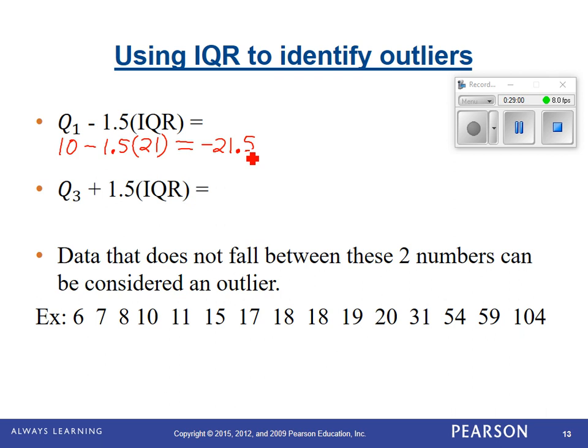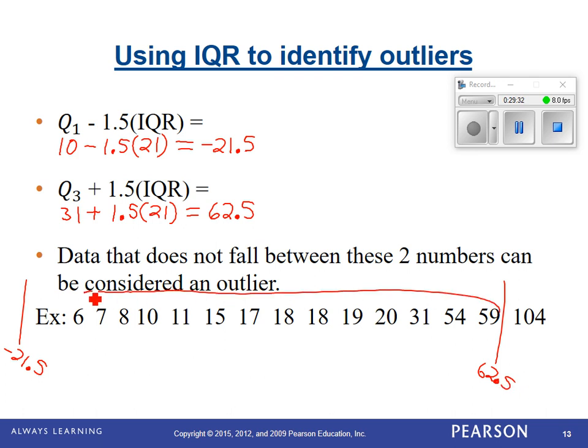Do the same thing down here. What's quartile 3? 31 plus 1.5 times 21 again. 62.5. Now what we're looking at here, when we find these two numbers, we're going to go back to our data. Negative 21.5 would be way down here somewhere. 62.5 would be right here somewhere.